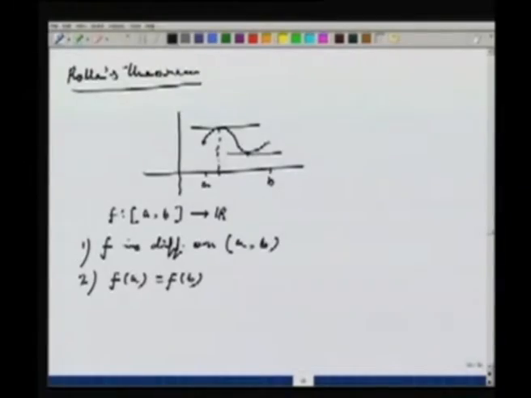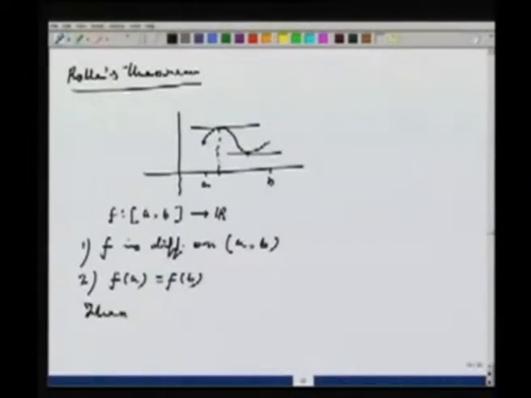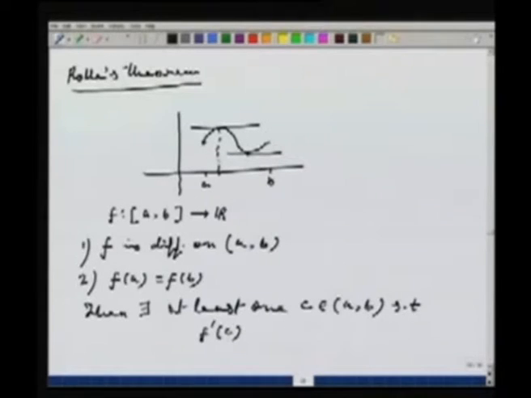I know what it means. The tangent being parallel to the x-axis can be expressed by saying that the derivative of the function at that point is 0. So based on this picture, I would like to conclude that there exists at least one c in the open interval AB such that f prime at c is 0.